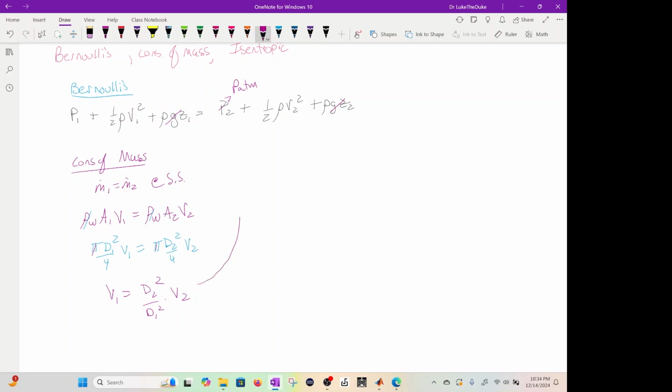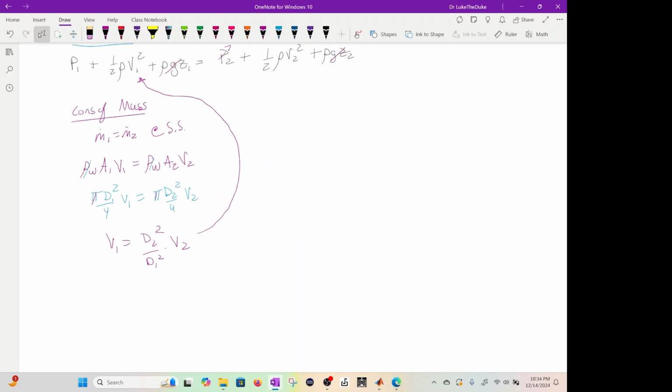All right, we're going to plug that into here. So let me do that right here so I can see everything. P1 plus 1/2 rho times V1, which is d2 squared over d1 squared times V2, all squared, right? Okay. Equals P atmosphere plus 1/2 rho V2 squared.